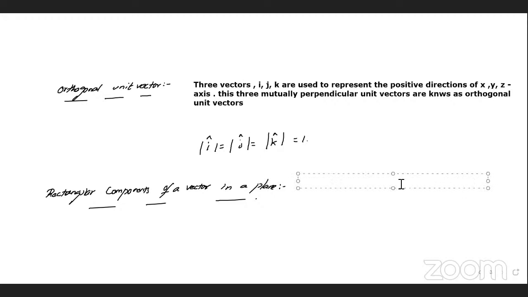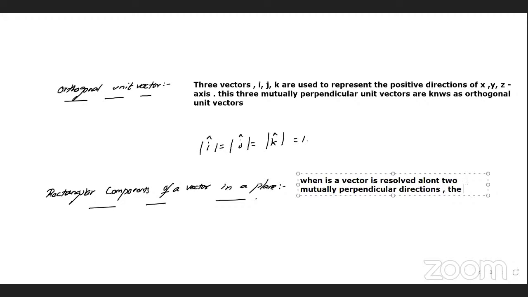Let's see the point. When a vector is resolved along two mutually perpendicular directions, the components so obtained are called rectangular components of a vector. Remember it. Now let's try to understand these cases.